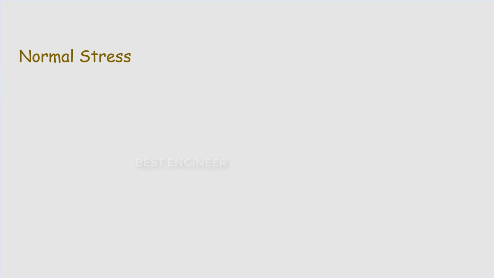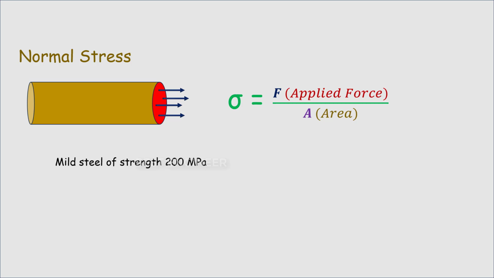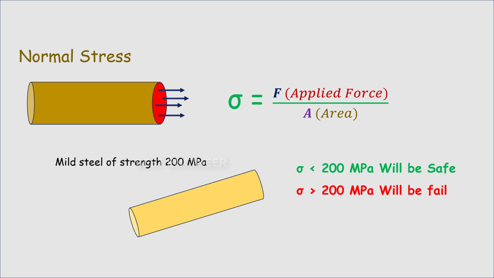The normal stress is the stress that develops normal to the cross-section area of the applied force. Sigma is equal to the force per unit area. For example, say a material, mild steel, has a strength of 200 megapascal. When the stress exceeds 200 megapascal, the material will fail. That is, failure occurs when the induced stress reaches above the material's strength.